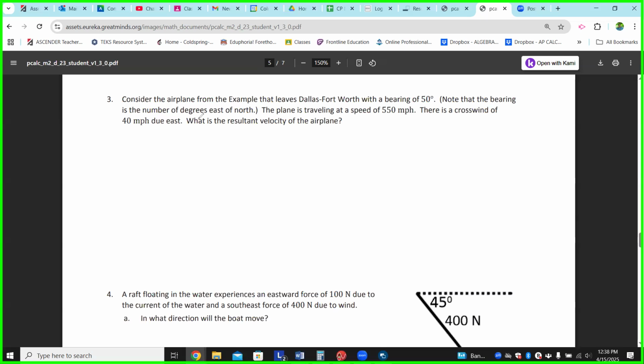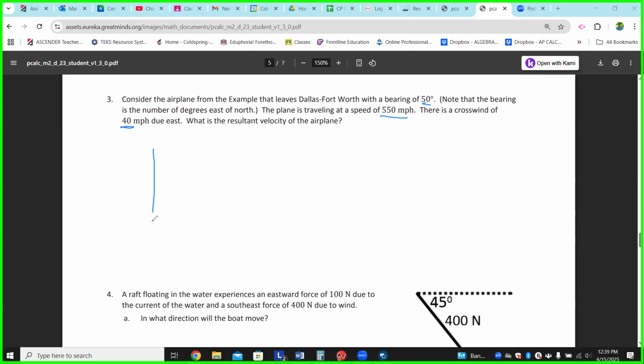So it says, consider the airplane from the example that leaves Dallas Fort Worth and goes to Atlanta. It had a bearing of 50 degrees. Note that the bearing is the number of degrees east of north. The plane is then traveling at a speed of 550 miles per hour. There is now a crosswind of 40 miles per hour due east. What is the resultant velocity of this airplane?